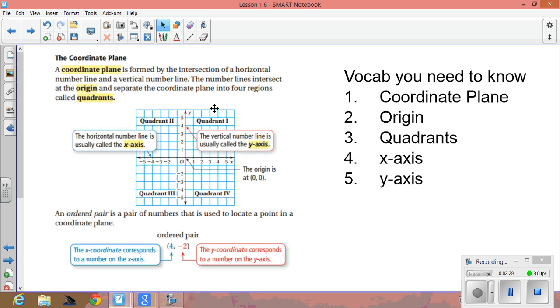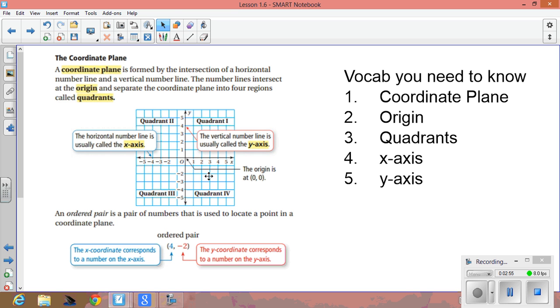This is quadrant number 1. Okay, this is quadrant number 2. This is quadrant number 3. And here is quadrant number 4. It is very, very important that when you name a quadrant, if you notice, they are all written in Roman numerals. So if you're asked to name a quadrant, your answer must be written with the Roman numerals as well.